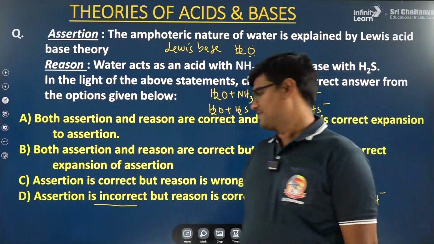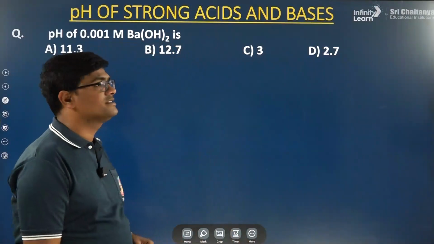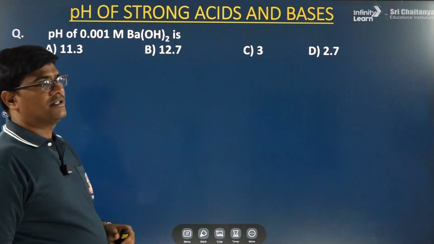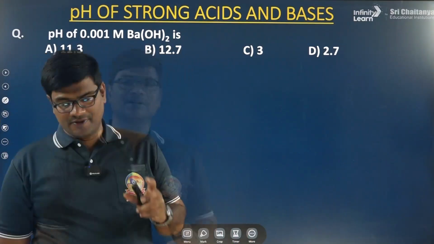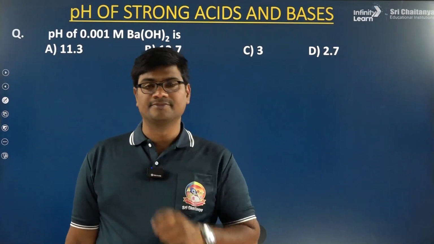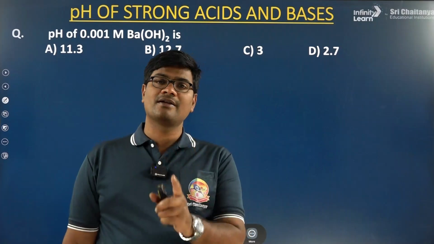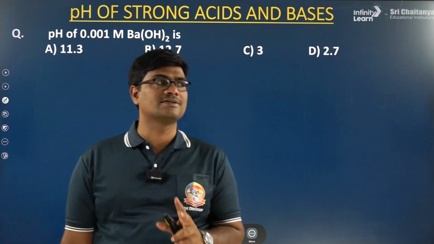Let's go for the next question. The next question is about the calculation of pH of strong acids and bases. Now, look at the question. They have given: the pH of 0.01 molar barium hydroxide is. The first thing every student should know is whether it is a base or an acid. The next thing is whether they have given molarity or normality. These are the two points to solve the pH of strong acids and bases.